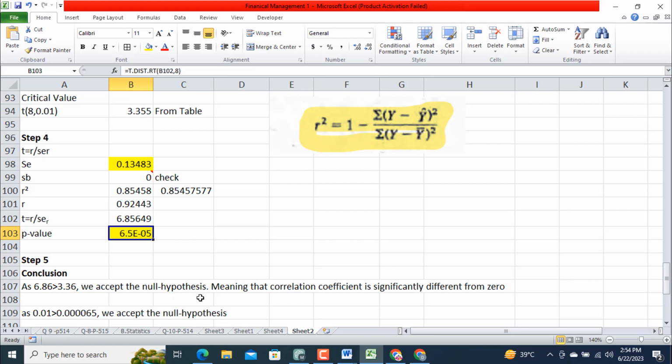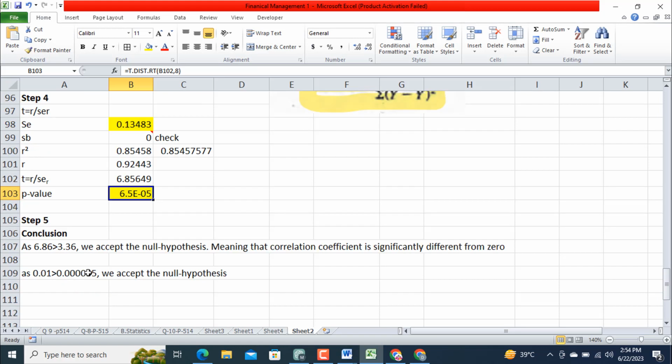We accept the null hypothesis because we conclude that our correlation coefficient is significantly different from zero. So yes, it is more than two times greater than 3.36, so it is significantly different from zero. On the basis of the p-value, it should be less than alpha, and 0.01 is much greater than the p-value of the t statistic. So we accept the null hypothesis.